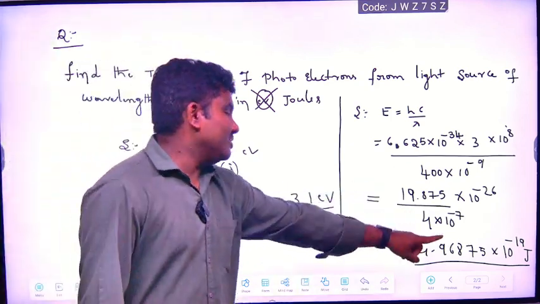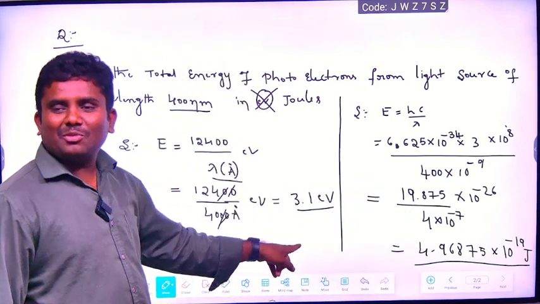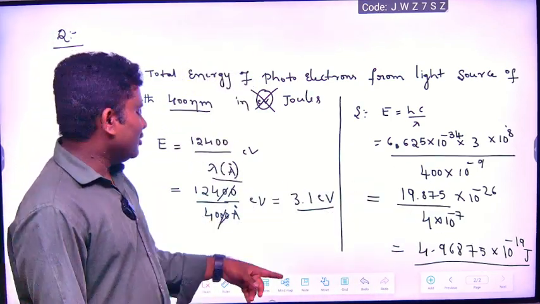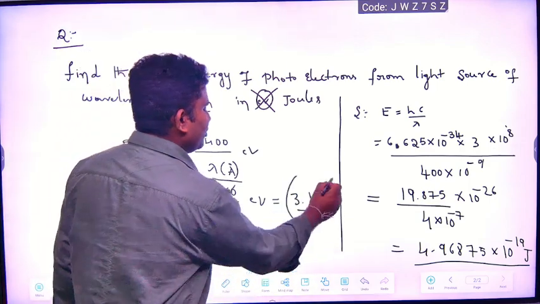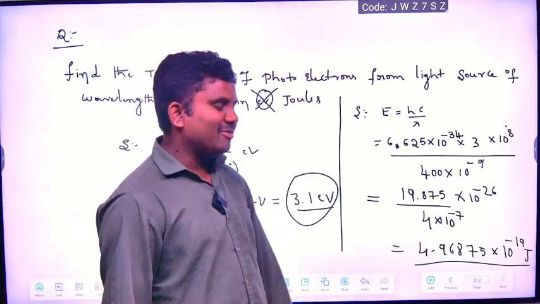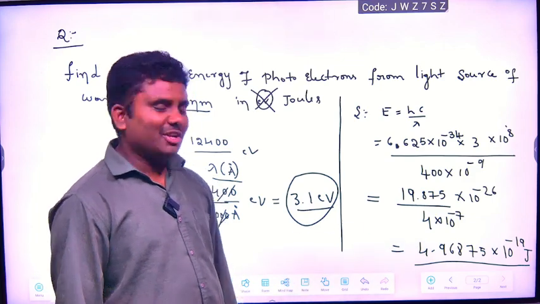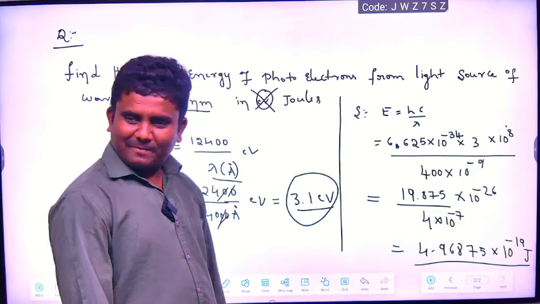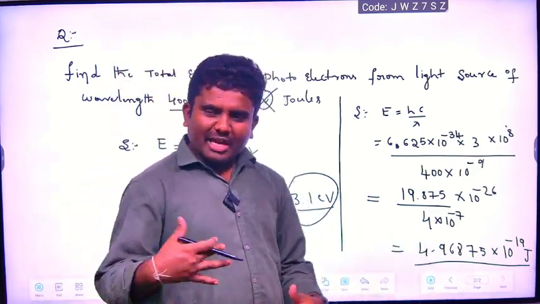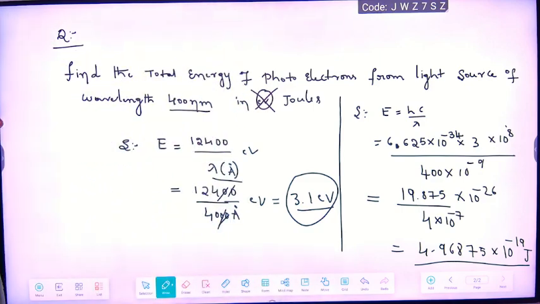Okay, it is in joules. This is in electron volts. Different. Now you convert to get the same answer. What do you need to do? Divide this by the charge of the electron. If you divide this by the charge of the electron, you will get the same answer. Because it is in joules, how can you convert joules to electron volts?